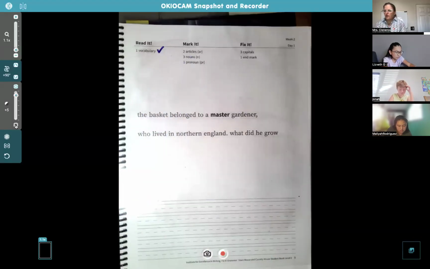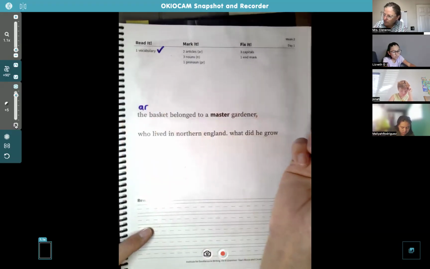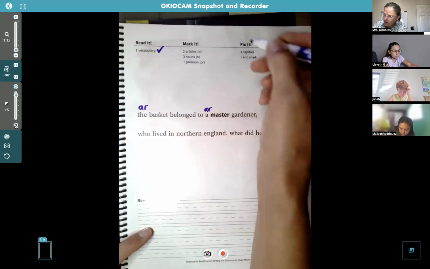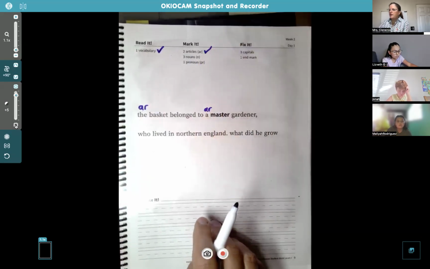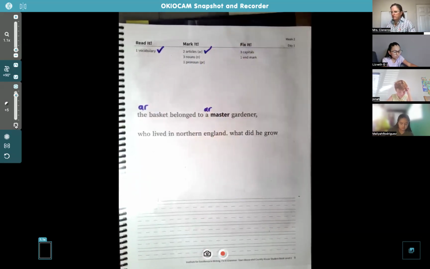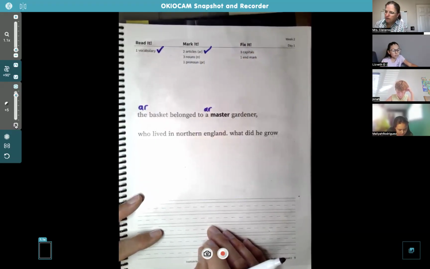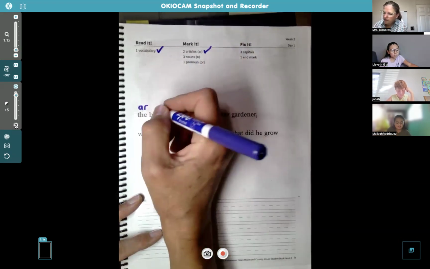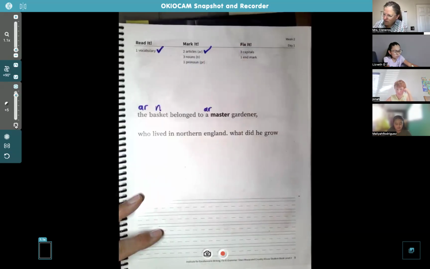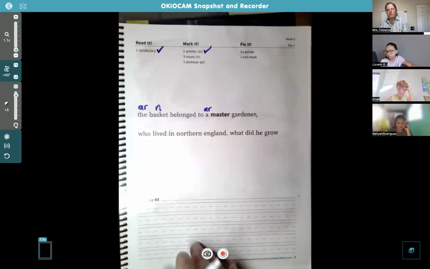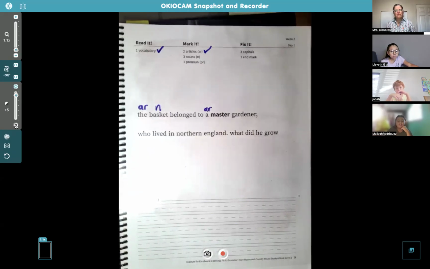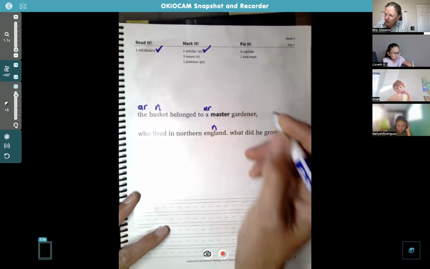Next is articles. Go ahead and find those by yourself. There's only two. And then Malia, how about the nouns? Where are the nouns at? Basket. Yes. And England. England, England. There you go. England is one. And there's one more.